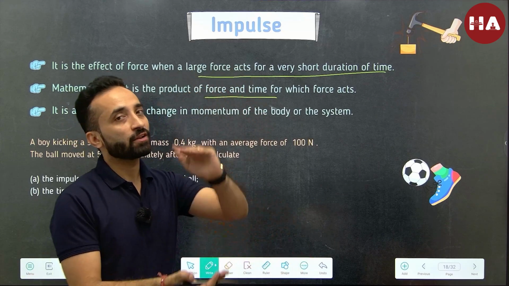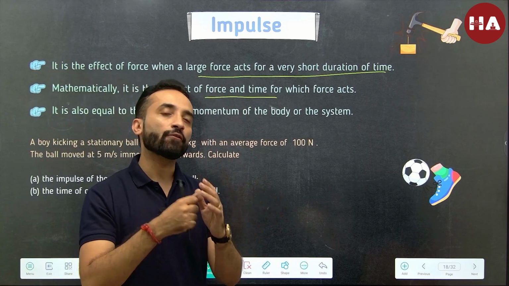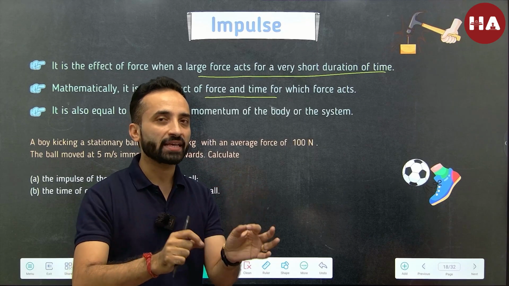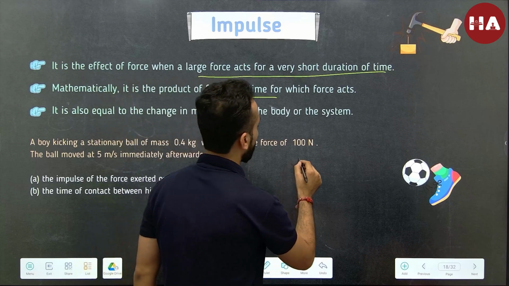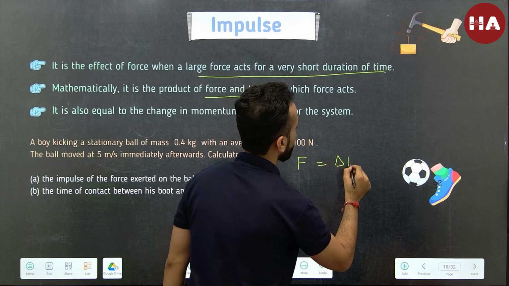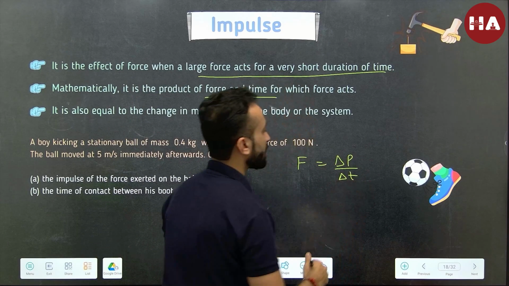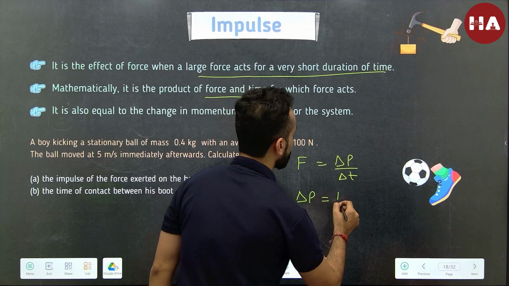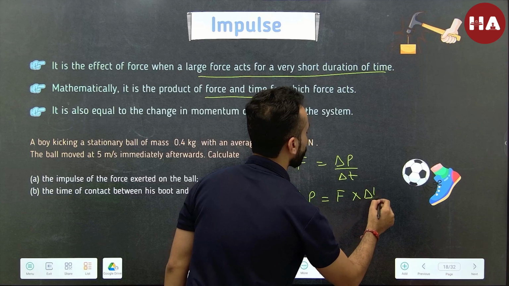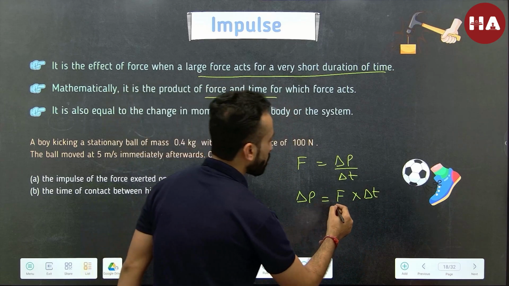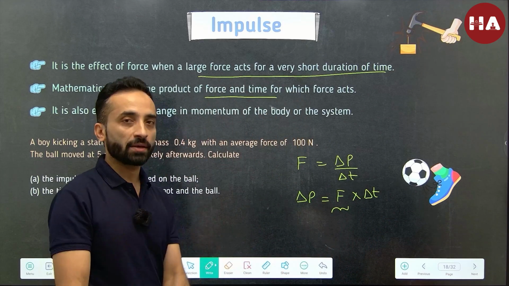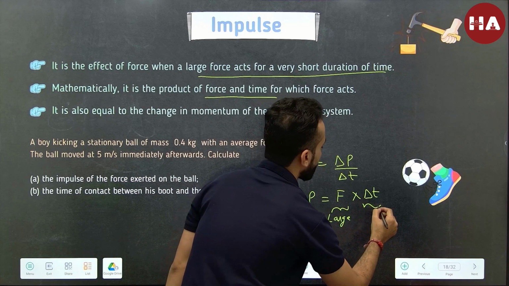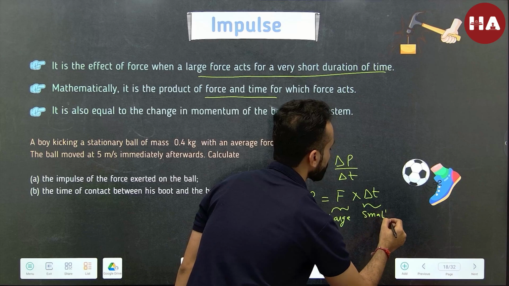Because the force is of large magnitude and the time of impact, or the time of operating that force, is very small. So let's again talk about how we stated Newton's second law, that is F is equal to delta P by delta T. So can we write delta P is equal to force times delta T? Of course, yes. Now normally in such cases when we talk about impulse, force is very large, okay, and time is very small, isn't it?